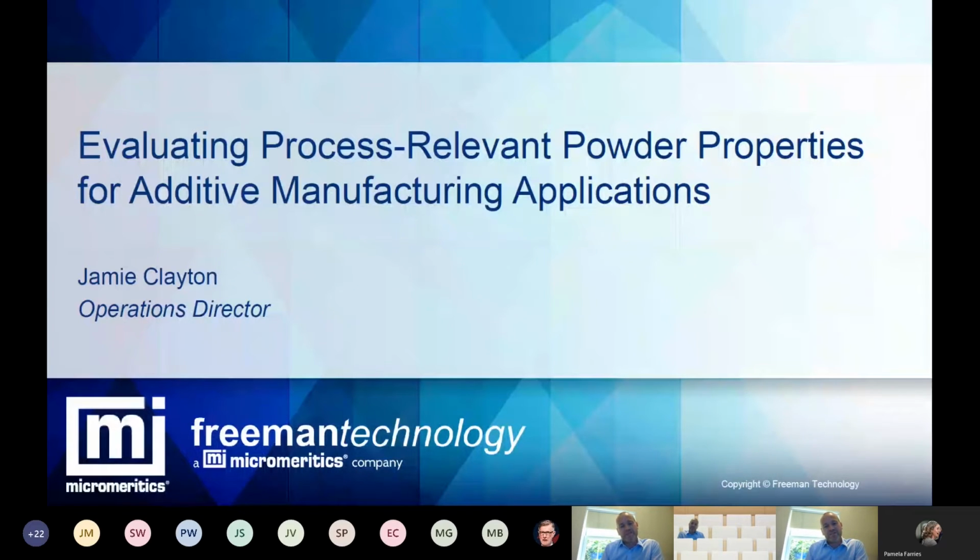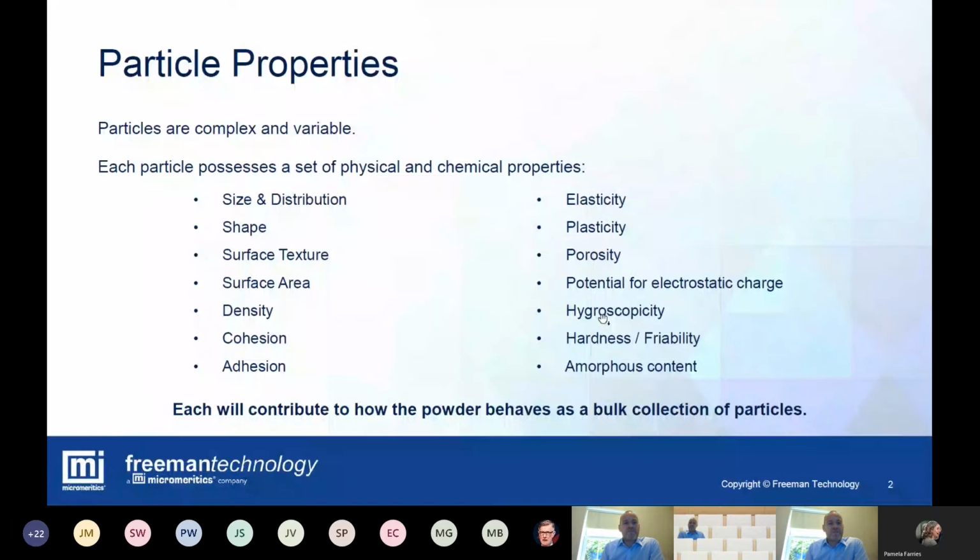The big challenge with powders, as many of you will know, is that they're incredibly complex. If we just break them down into the particles that they consist of, you can see there's a whole range of different properties that define a particle. This is by no means an exhaustive list, but you can see that there's a lot of things there. The key message here is that all of those will contribute to how a powder behaves. So in reality, if we want to understand powder behavior, we've got to measure and understand all of these. But again, the reality is that's not necessarily viable, and in some cases, it's not even possible.